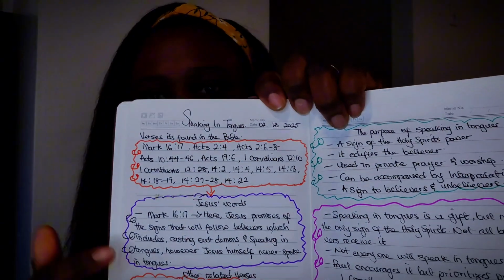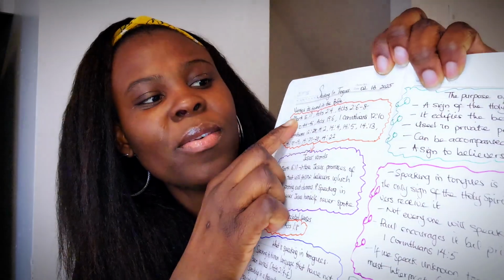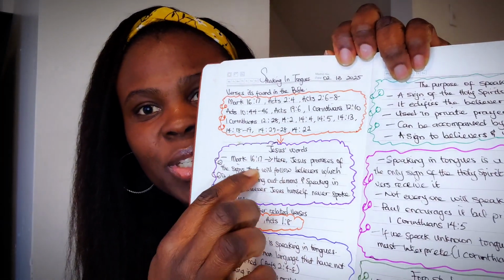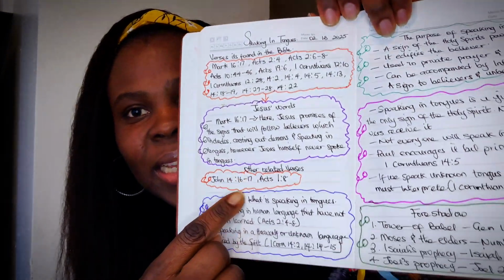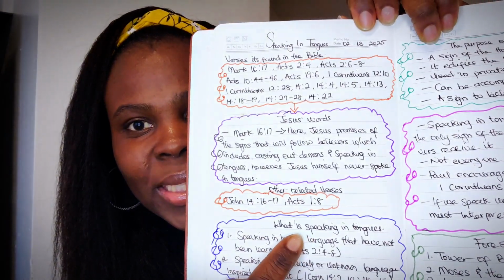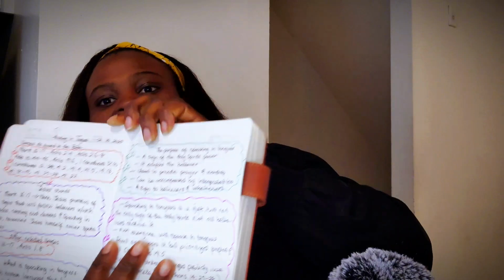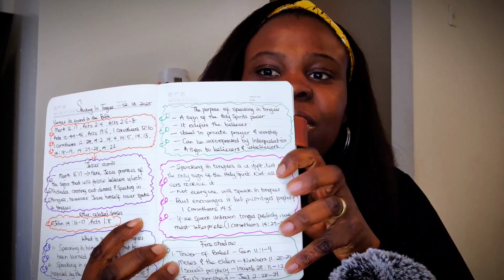First of all, let me show you what the doctrine journal looks like. Recently I started to study about speaking in tongues, right? It's one of the doctrines in the Bible, and this is how it looks. I write the verses where it's found, what Jesus has said about it, and then other related verses. Here I've written what speaking in tongues is, a note for myself, and over here, the purpose of speaking in tongues. So I map it like that when I'm trying to learn doctrines.